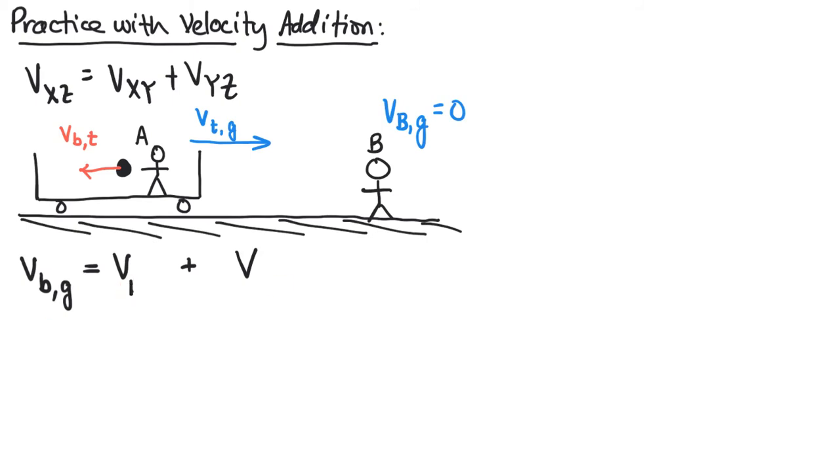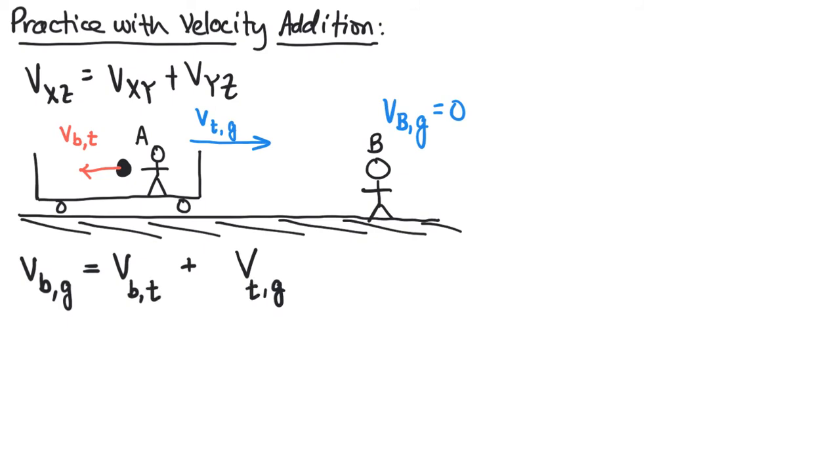So we have VB relative to something plus V of that something relative to the ground. Okay, and then we can look back at our picture and say, what information do we have? Well, we know VBT and we know VTG. So if we put T in here, then we will know both of those terms. So let's do that. I'm going to put T in here.